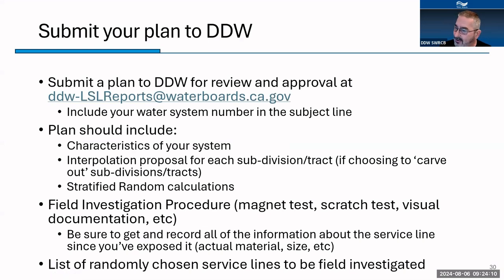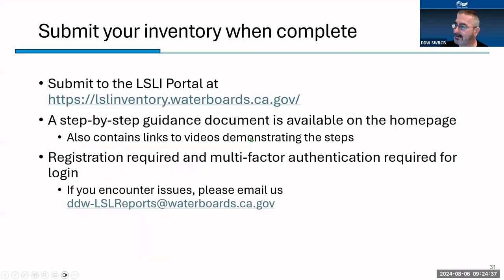Your field investigation procedure, let us know how you're going to do it, and the list of homes that you've chosen to be field investigated. So it should be randomly chosen. There's a way of doing it in Excel. If you quickly Google it, you basically give everybody a random number, and then you rank them and then choose how many you need. So you can Google that and find out how to do it online. I don't go into that here. You submit it to the portal, step-by-step guidance document available, and you do have to register.